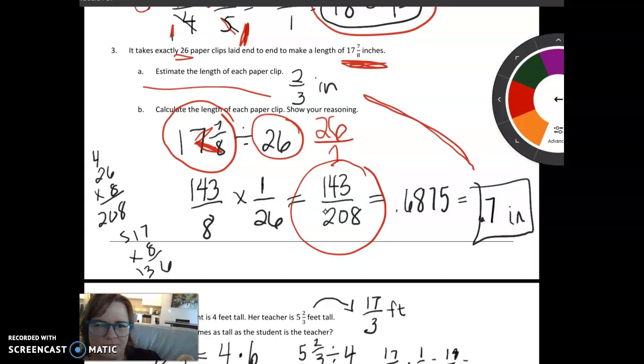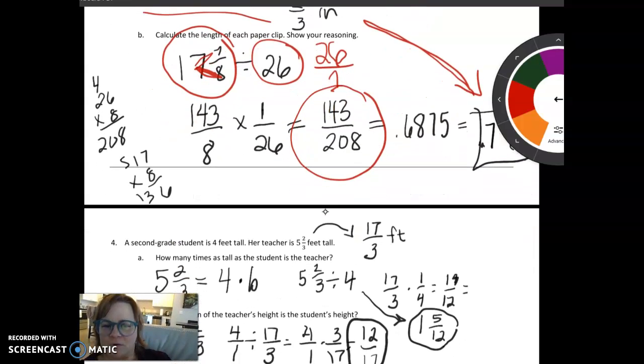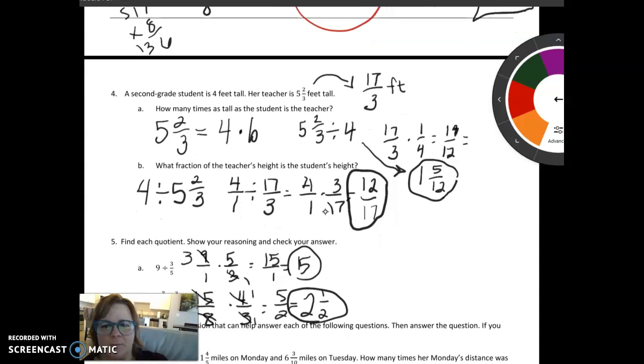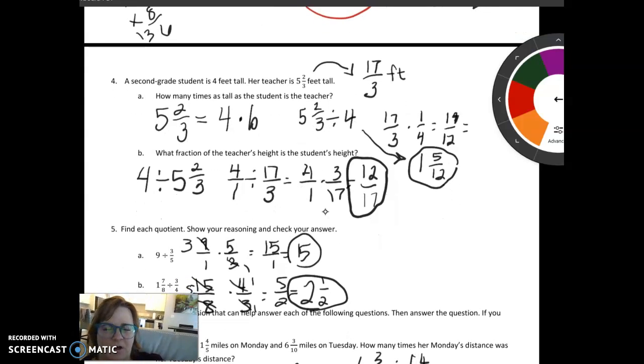So I wasn't too far off. My estimate was a little bit low, as you can see. All right, number 4: a second grade student is 4 feet tall and her teacher is 5 2/3 feet tall, and you have to figure out how many times as tall as the student the teacher is. So these problems can get a little confusing in the wording.